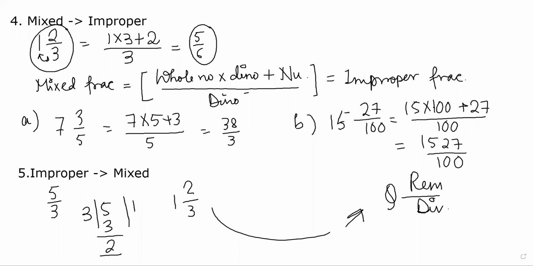Up to this, everything is clear? Yes, ma'am. Ma'am, number 4 I can't understand. What is the formula? The whole number, 1, is multiplied with the denominator, 3, and with that we are adding the numerator. Here we have to convert mixed fraction to improper fraction or improper fraction to mixed. See what heading is written over here. Headings are also written, right? Yes, ma'am.